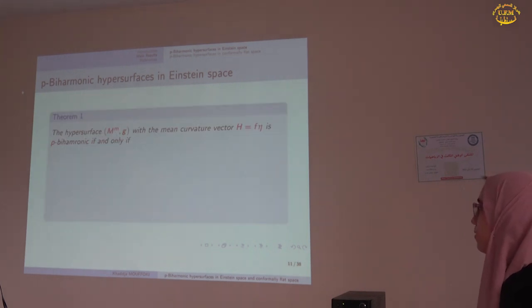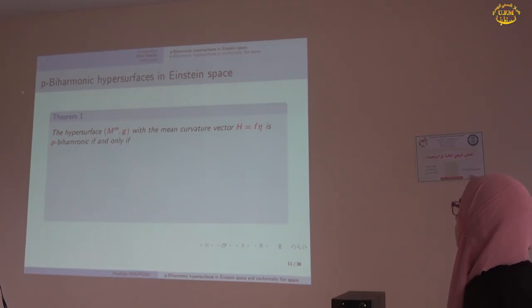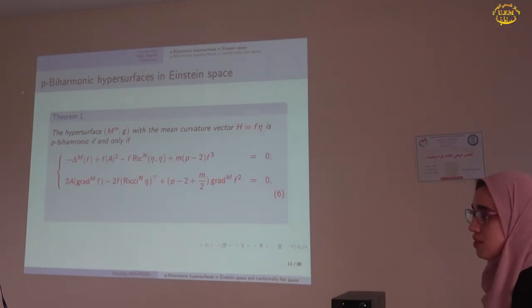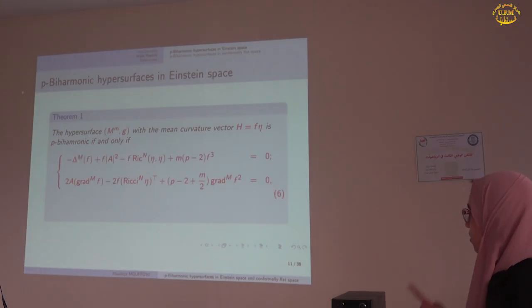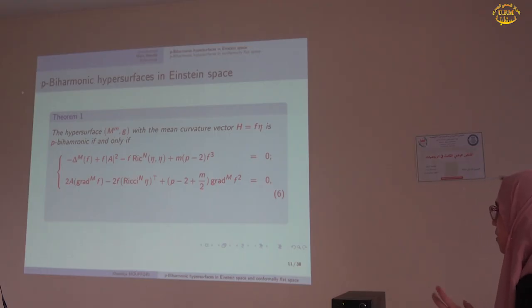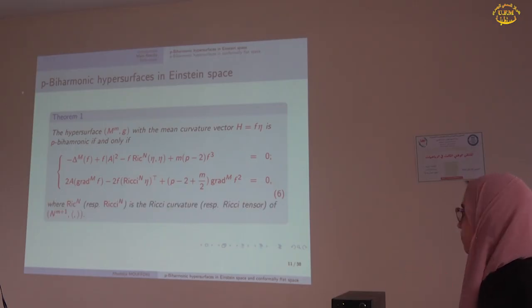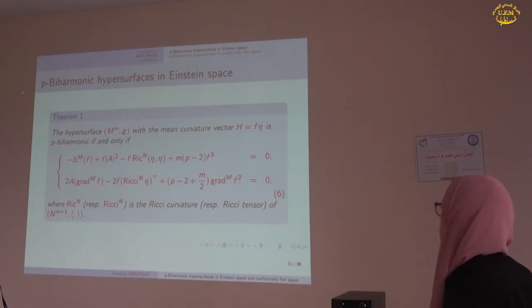Theorem 1. The hypersurface M with the mean curvature vector H equal to fη is P-biharmonic if and only if f solves this system. Here, in the first equation we have the normal part, and in the second equation we have the tangent part, where Ric, respectively Ricci, is the Ricci curvature, respectively Ricci tensor, of N.